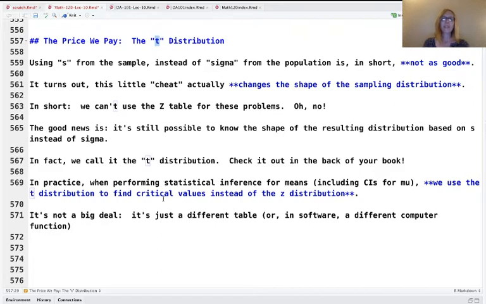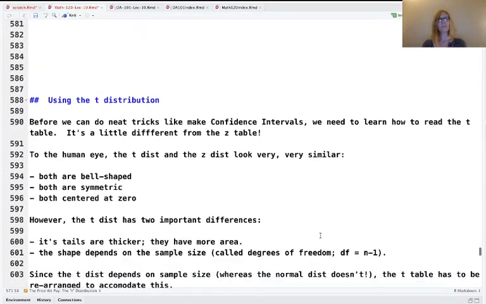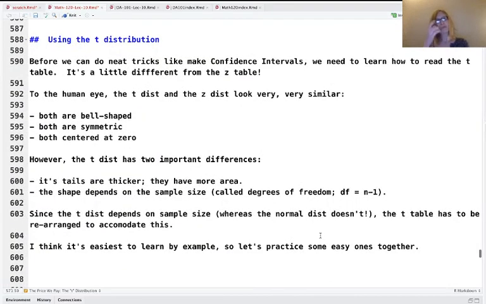So in practice, when we're doing these problems, everything works pretty similarly, except instead of looking at the z table to get your critical values, you're going to look at the t table instead. So no big deal. It's just a different table. Or in R or other software, it's just a different computer function that you use to find the critical values. So let's take a look at the t distribution to get a feel for what's going on there.